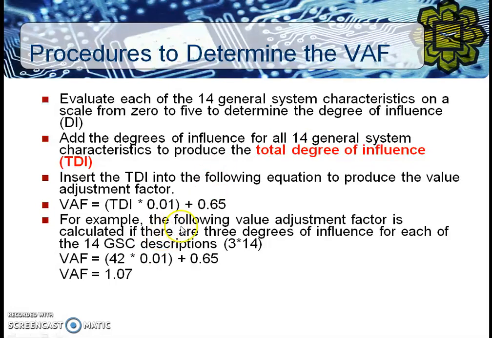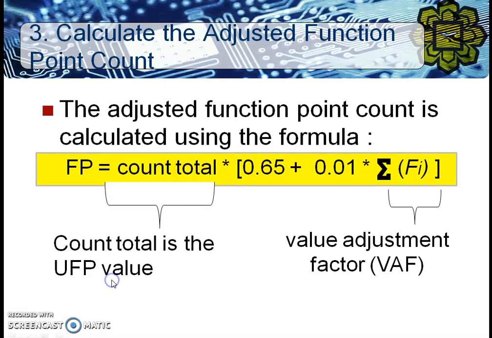For example, let's say the value adjustment factor is calculated where there are 3 degrees of influence for each of the 14 characteristics. We multiply 14 by 3 and we get 42, multiply it by 0.01 and add it to 0.65. So the value of the value adjustment factor is 1.07.